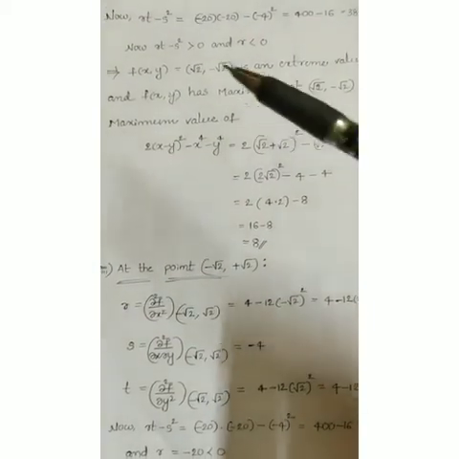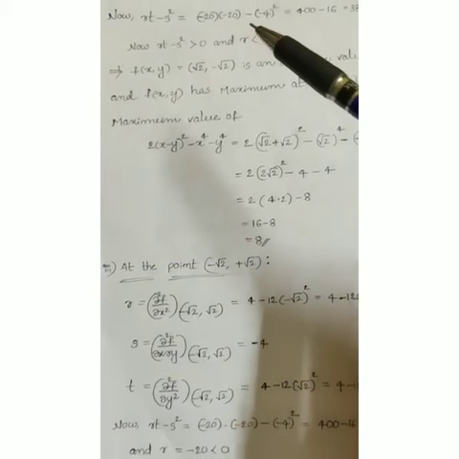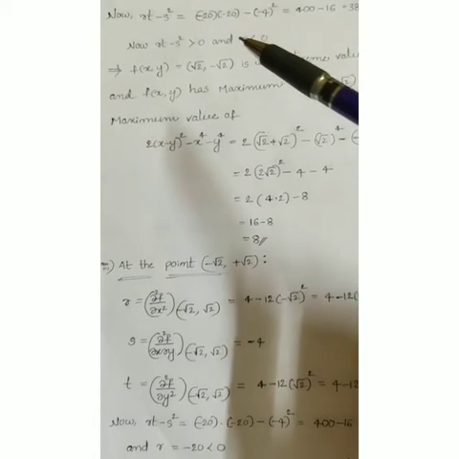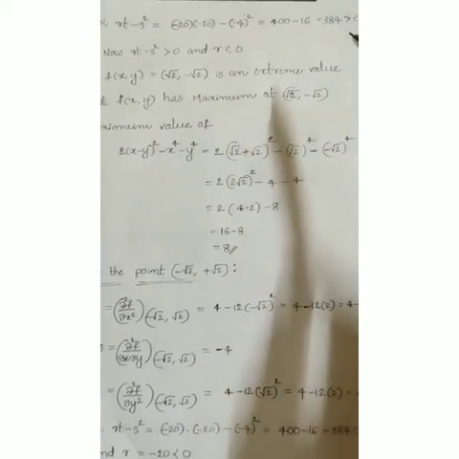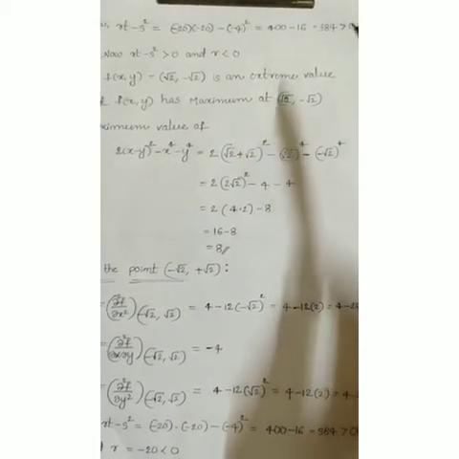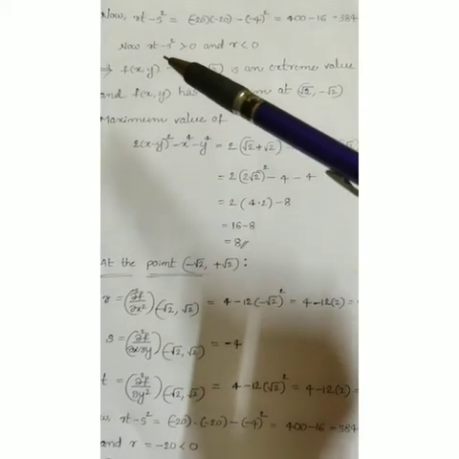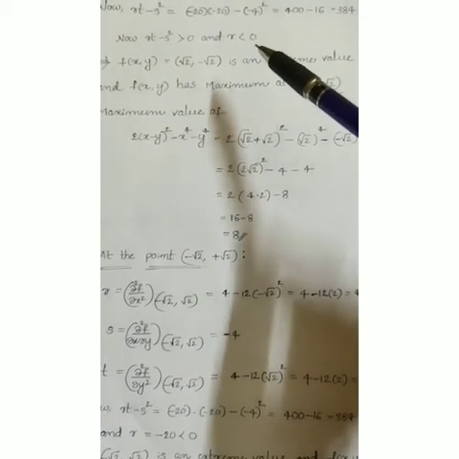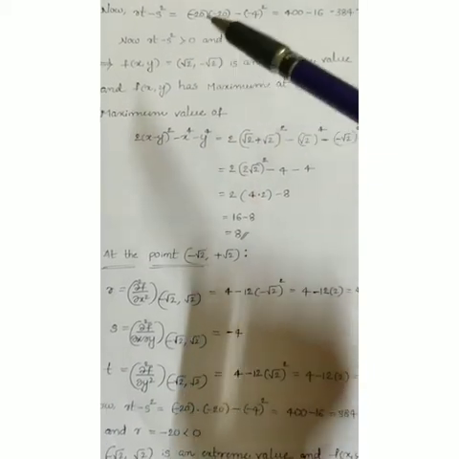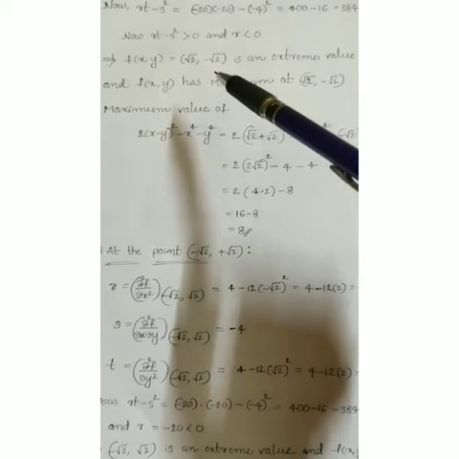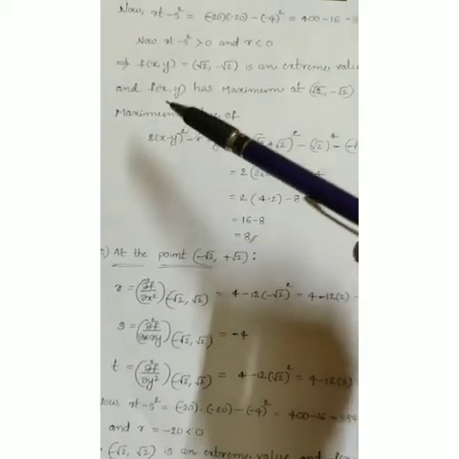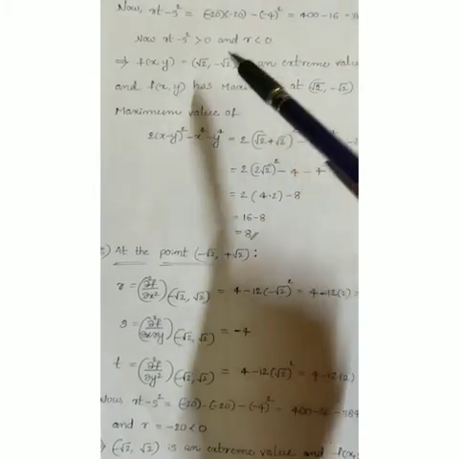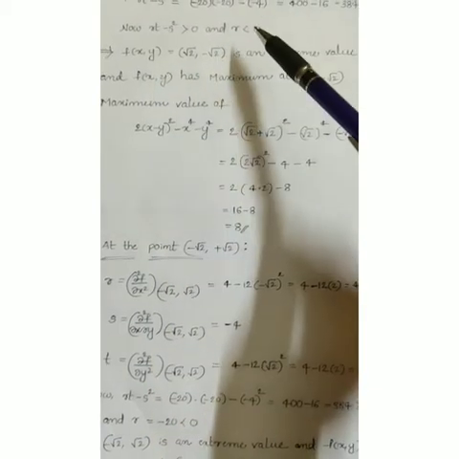Now rt minus s square equal to r value minus 20, t value minus 20 minus s is minus 4 whole square. 20 into 20 is 400 minus 16, that is 384. So 384 is greater than 0. So here rt minus s square greater than 0 and r equal to minus 20, which is less than 0. So here root 2 comma minus root 2 is an extreme value, and f of x comma y has maximum at root 2 comma minus root 2, because rt minus s square greater than 0 and r less than 0.